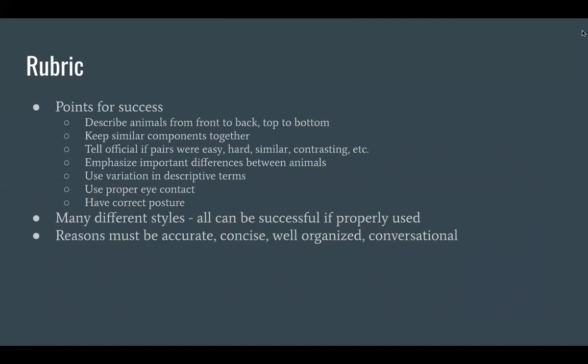Tell the officials if the pairs were easy, hard, similar, or contrasting. They want to know that too. Emphasize the important differences between the animals. Again, that's being descriptive, saying the predominantly black individual. Use variation in your descriptive terms. Not all the animals can be predominantly black. That would be super confusing for the judge. Use variation in your terms. That just keeps this conversation very interesting for the judge.